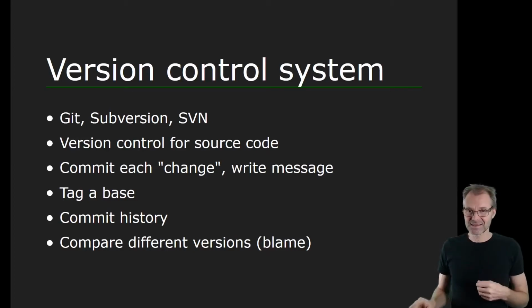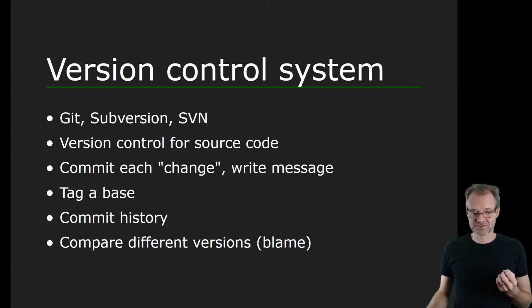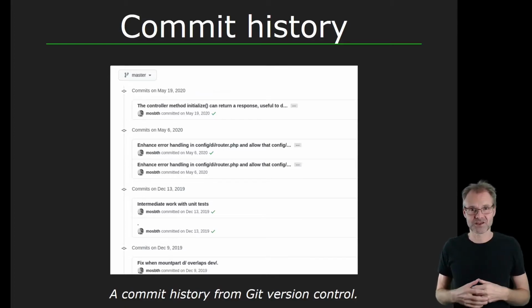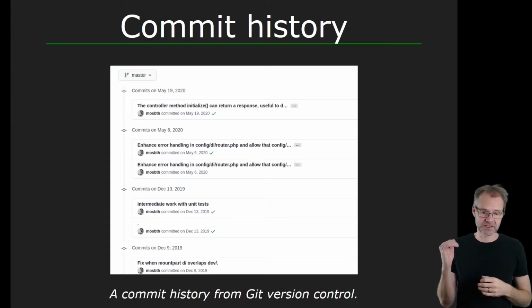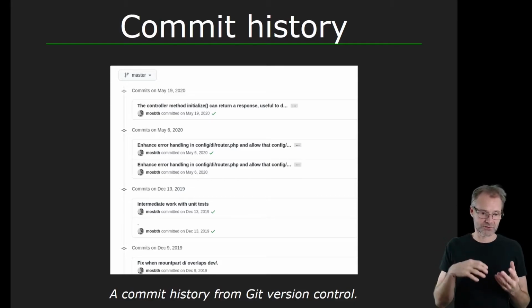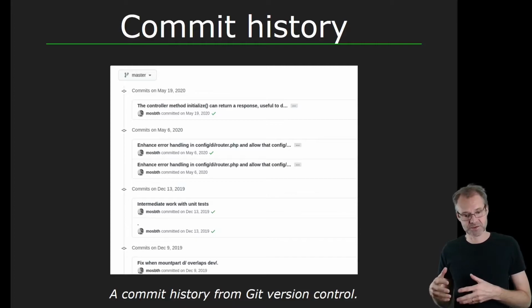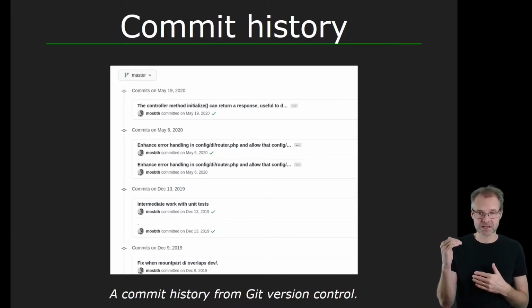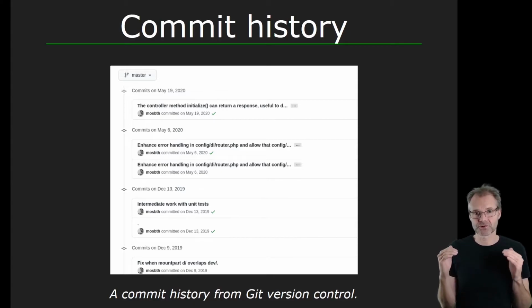So, basic things about version control for source code. Let's review some pictures on how it can look. Here's a commit history, and here we see different commits made to a software. You see the commit message, "the controller method initialize can return a response". So we make crisp and often short messages.